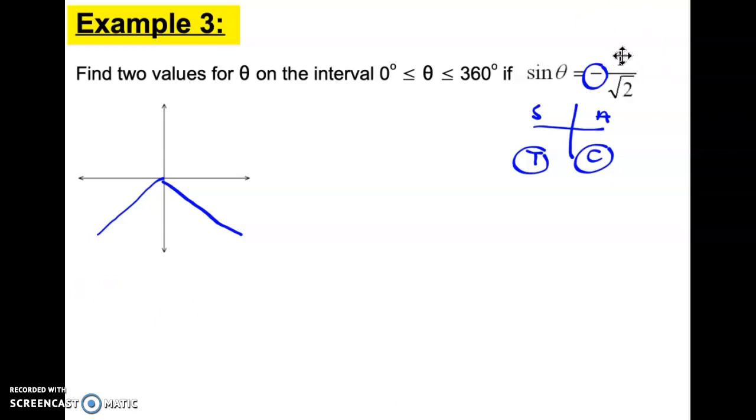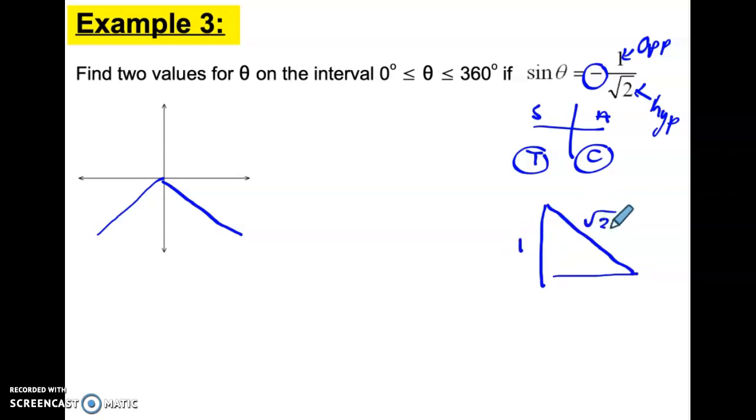The other thing that we know is that the opposite side is 1, and the hypotenuse is root 2. So if you look back at your special triangles, which angle has an opposite side of 1 and a hypotenuse of root 2? And that is our 45-degree triangle. So we know that our related acute angle is 45 degrees. So I know that there's going to be 45 degrees right here, and I know there's going to be 45 degrees right there.